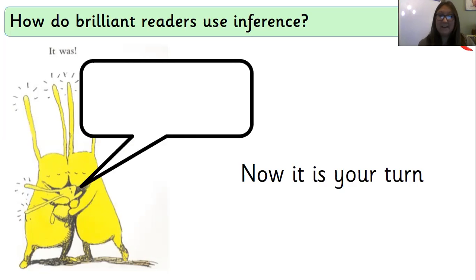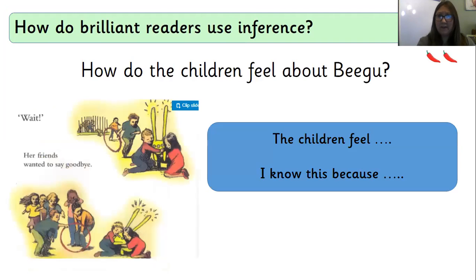Well done, everyone. Some really super ideas there. And we can tell that Bigu was definitely happy. I love the way her little ears are flashing, and I think her mum and dad are super happy too. Now we're going to have a look at some questions that involve inference. Our first question is, how do the children feel about Bigu?